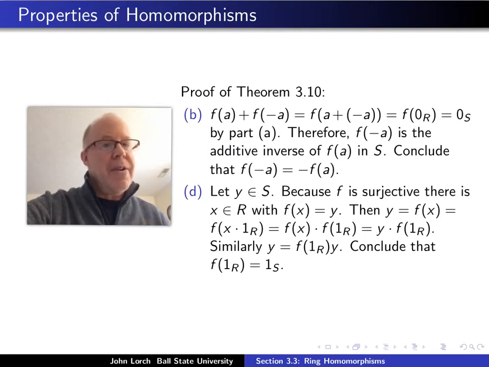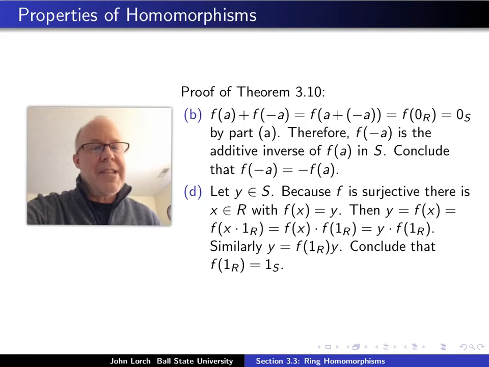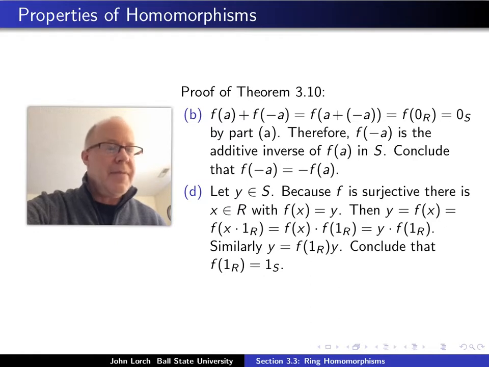And you can make a similar computation where you have y equals f of 1R times y. So since y was arbitrary, we see that f of 1R is acting like an identity on S. And so that's our conclusion, that f of 1R is the identity in S.